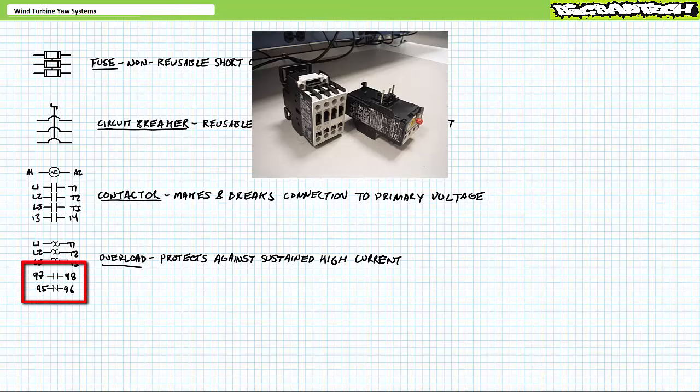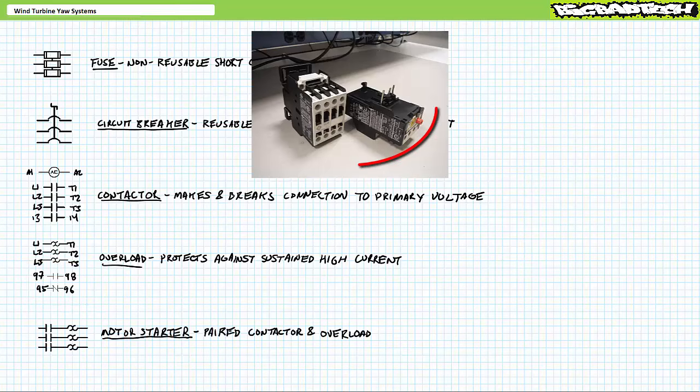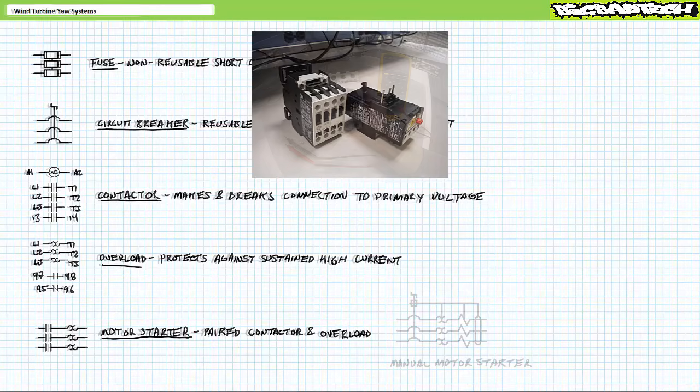Overloads often have a pair of pilot level rated contacts, one normally closed and one normally open, that can be used to determine the status of the overload element. Contactors and overloads working in combination are known as motor starters. Motor starters contain two necessary elements. One, a means of making and breaking connection to primary voltage, the contactor, and two, a means of protecting a motor from sustained high current conditions, the overload.